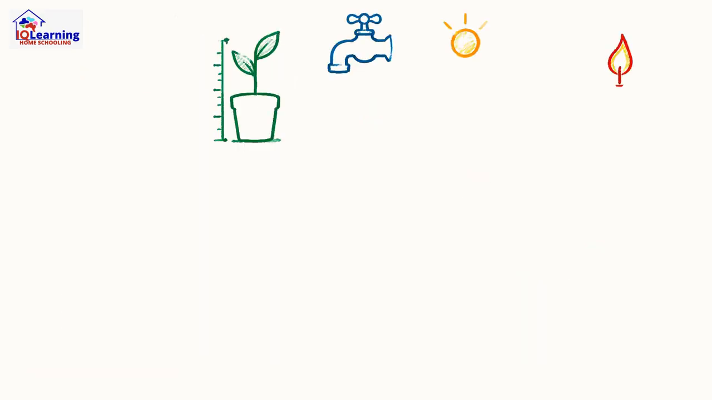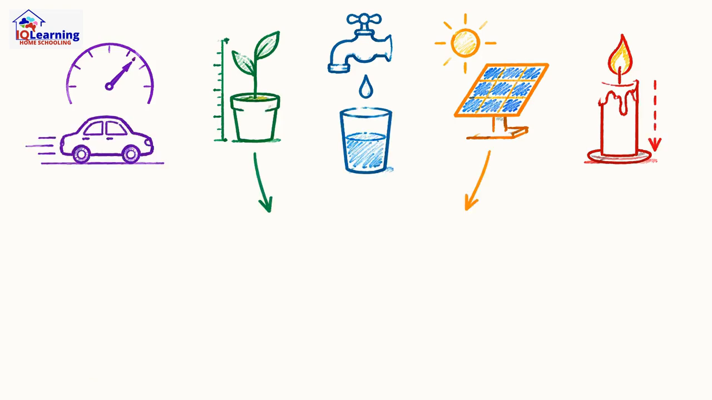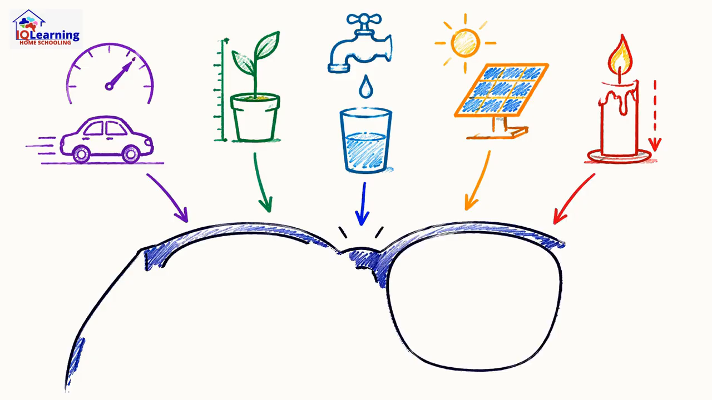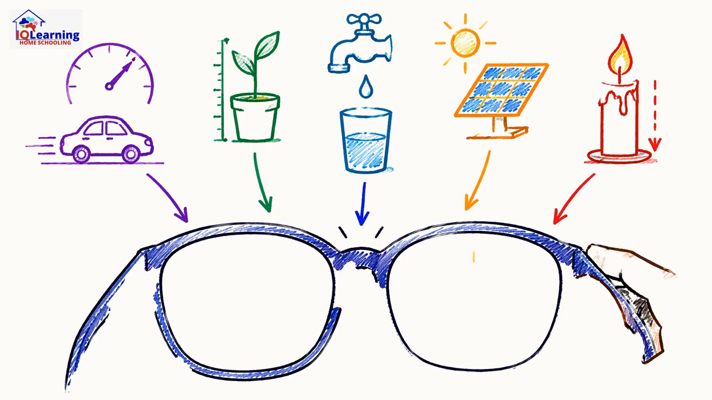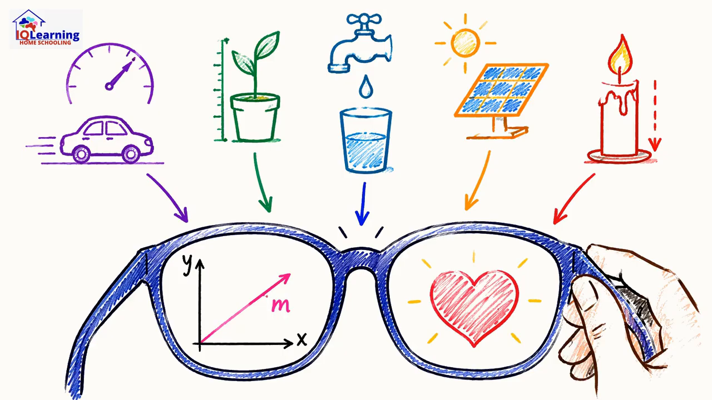So y equals mx plus c is more than a formula. It's a language for describing predictable, constant change. It's the pattern behind a simple cost, a steady speed, or a consistent rate. Once you learn to read it, you start seeing the simple, elegant structure of the world around you.